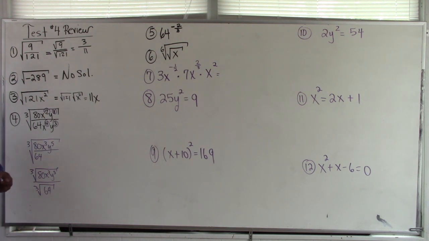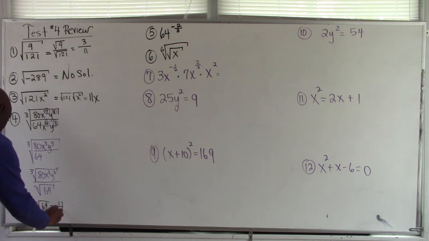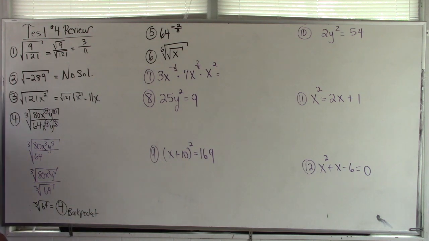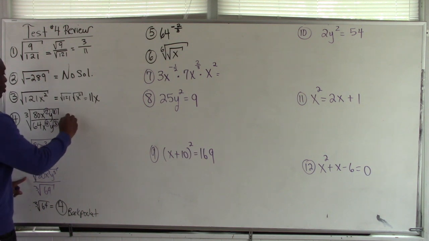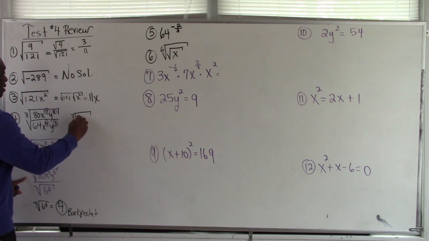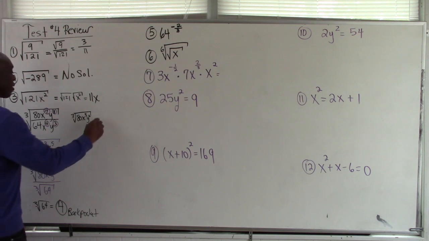Go ahead and find the cube root of 64. The cube root of 64 is 4. Put this 4 in your back pocket, and don't forget it's there. So now let's work on the cube root of 80 x cubed y to the 5th. Let's work on that. What is that going to equal?